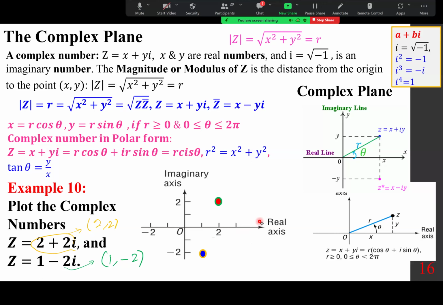The rest we'll discuss with more details when we look at trigonometry.